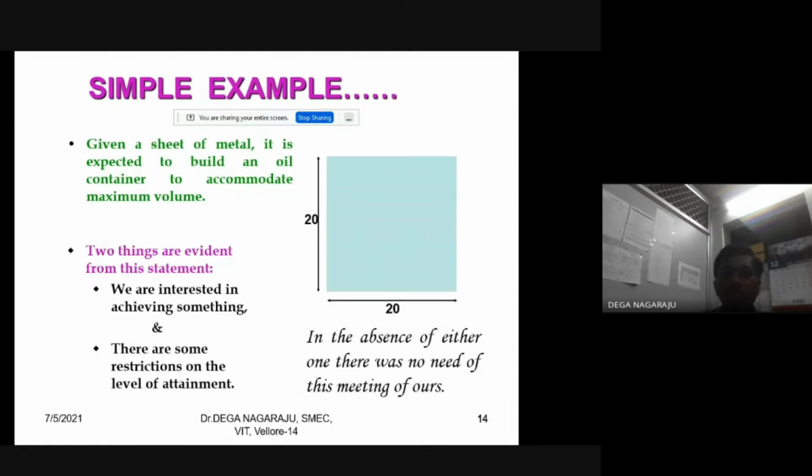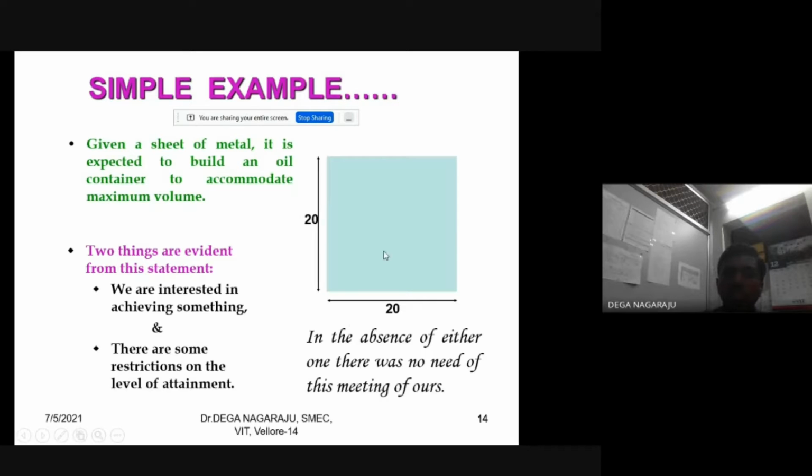Just by analyzing this simple example, we can realize the beauty of optimization. Here there is a limited amount of sheet metal, its size only 20 by 20. From this sheet metal, we have to prepare a container. How best can the volume be maximized?